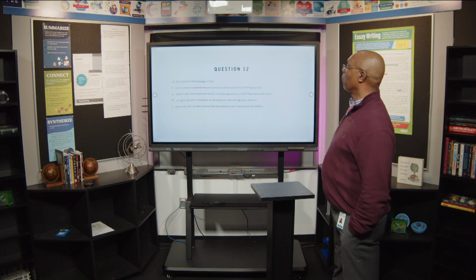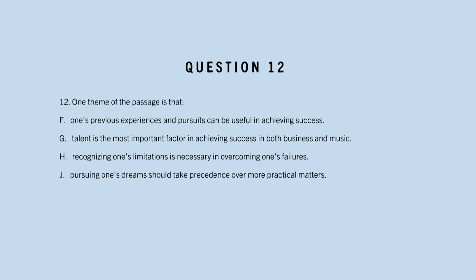Look at question number 12. F, one theme of the passage is that one's previous experience and pursuits can be useful in achieving success. G, talent is the most important factor in achieving success in both business and music. H, recognizing one's limitations is necessary in overcoming one's failures. J, pursuing one's dreams should take precedence over more practical matters.